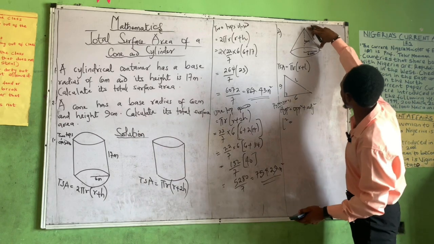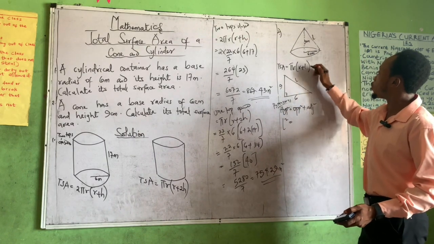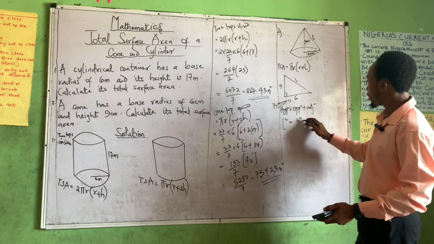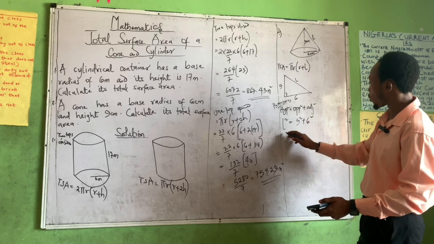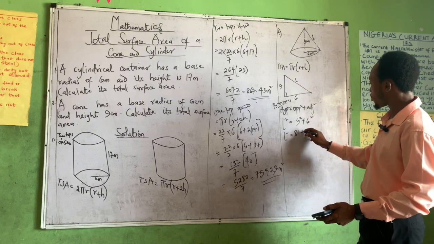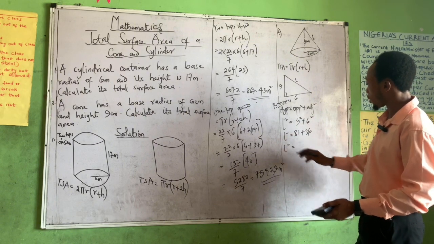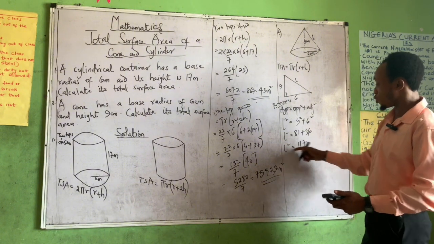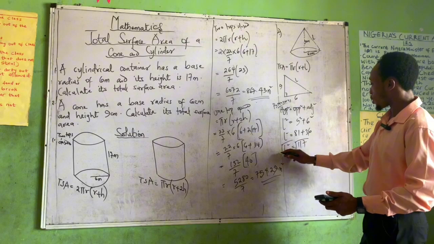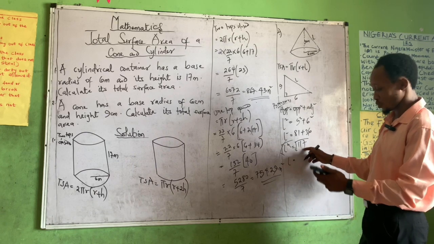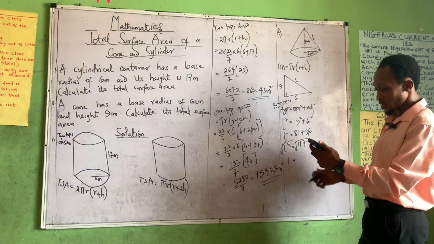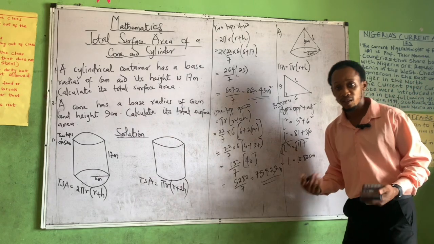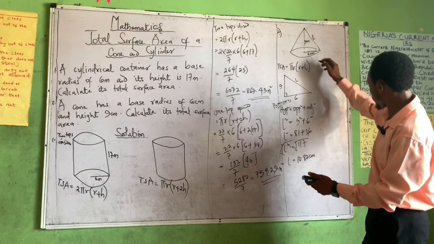Don't forget, we are looking for L. That's why we are going the short way. If we had been given L, we would just substitute directly. So opposite is 9 square plus adjacent is 6 square. So L square equals 81 plus 36. It gives us 117. So you square root both sides, so the square cancels the square root. So L equals square root of 117, that will be 10.82 centimeters. Length is measured in centimeters, it doesn't have a square.